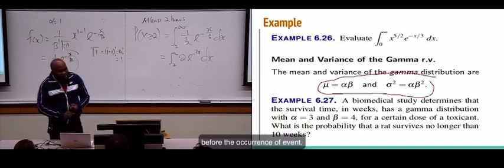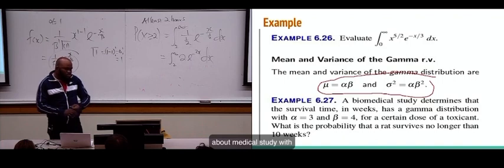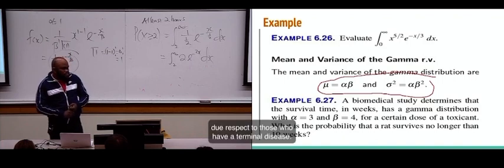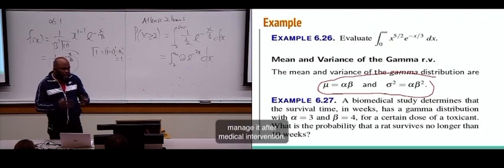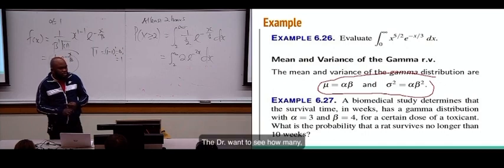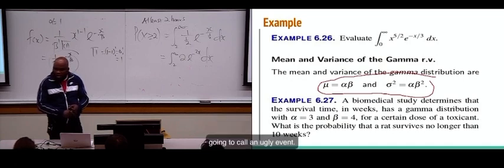The waiting time before the occurrence of an event is very useful in engineering and also very useful in biomedical study. With due respect to those who have a terminal disease, they normally manage it after medical intervention. The doctor wants to see what is going to be the duration of time before the occurrence of an event that I'm going to call an ugly event of death.